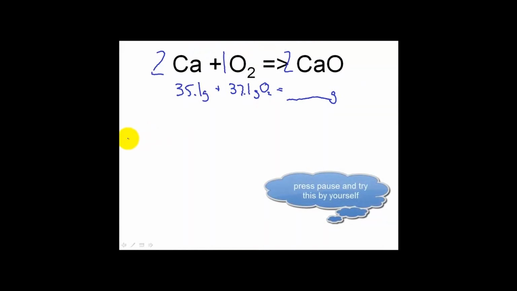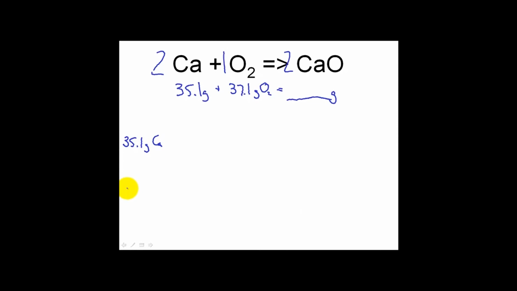I have two givens here. I have 35.1 grams of calcium, and I also have 37.1 grams of oxygen. Both of these are going to be taken to the same thing. The thing I want to find out is how much CaO will I make? And so both of these will have the same ending. One of the things I always do to start all my problems is write down the givens. The givens on this side and the givens on this side.